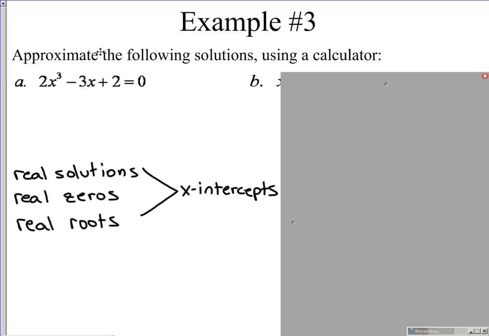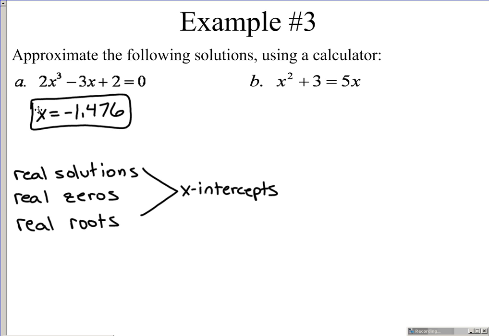So going back here, we know the solution is x equals negative 1.476. Now remember, there is a difference though in directions whether they ask you for a solution or whether they ask you for an intercept. If they ask you to find the x-intercept using the calculator, you would have to list this as an ordered pair. But since we're just asked for the solution, we're done.